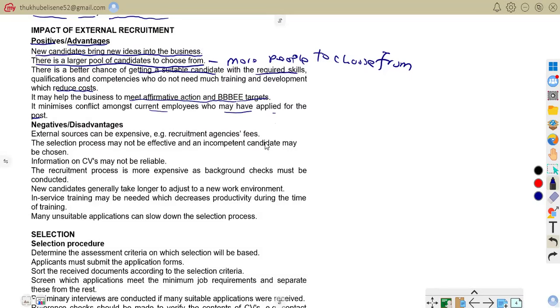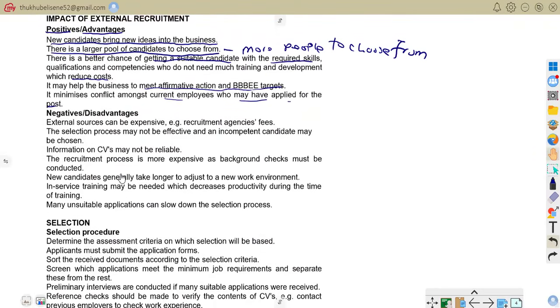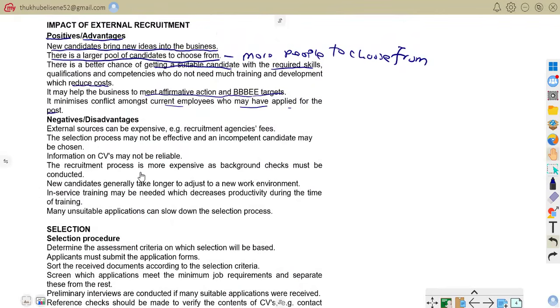Hope we are together. So now let us come to the drawback, the negative side, the disadvantages of this method whereby we are recruiting externally. We are told that external sources can be expensive, e.g. recruitment agents' fees. You have to pay those agents. Advertising, agents' fees and interviews cost money. You might find yourself paying 50,000 to a recruitment agency.